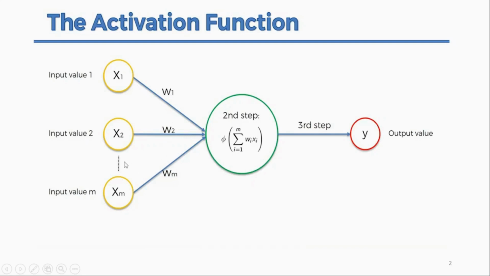Some weights are assigned to these inputs, and then these inputs are processed inside this node via the activation function, and then the activation function decides whether these inputs are important or not, and whether these inputs should be triggered to the next node or not. So this is basically what the activation function works on.